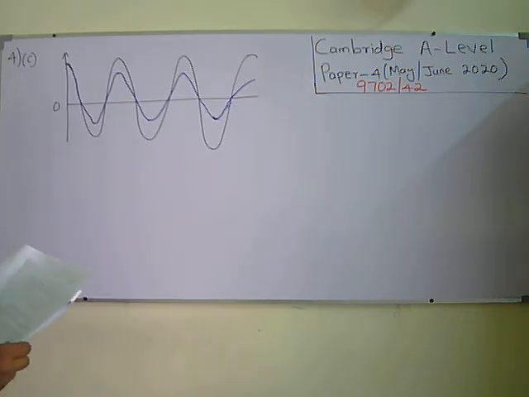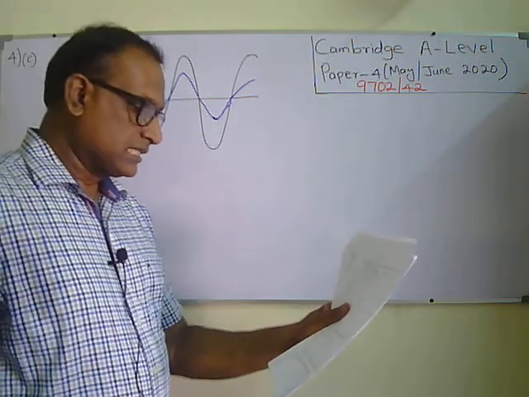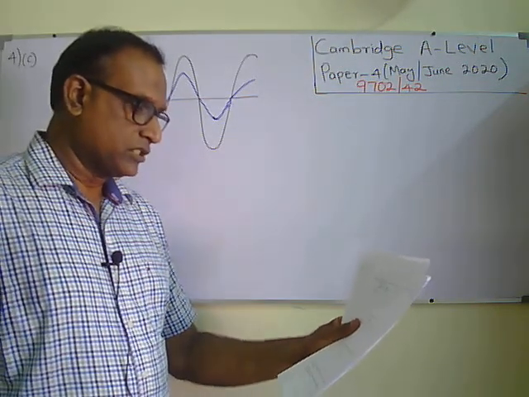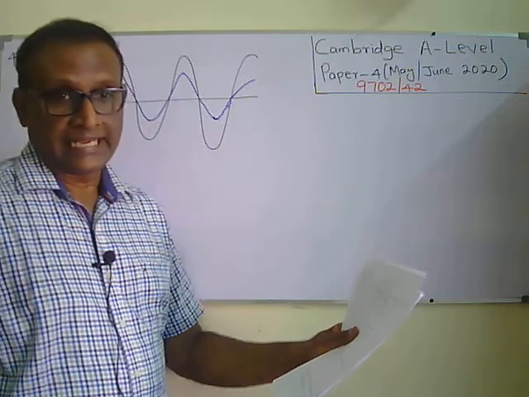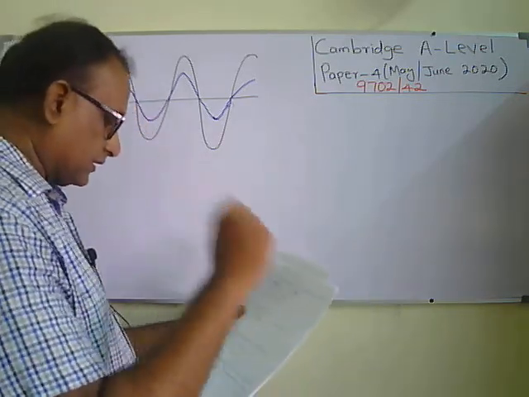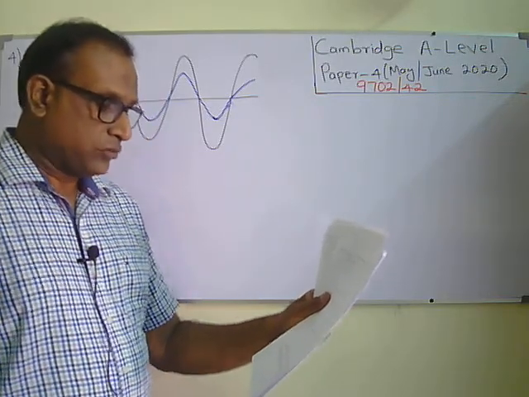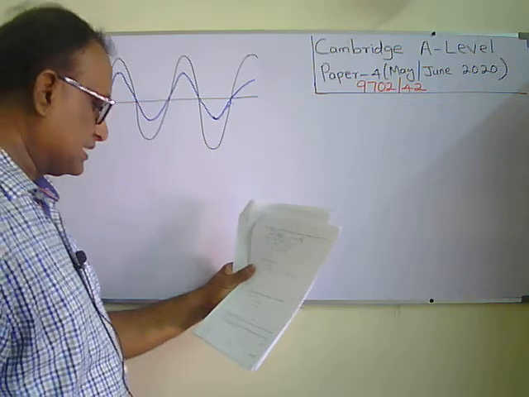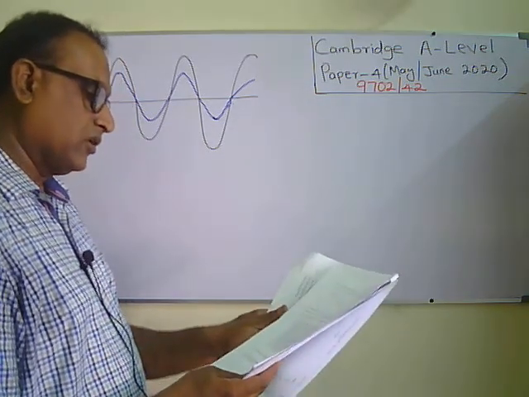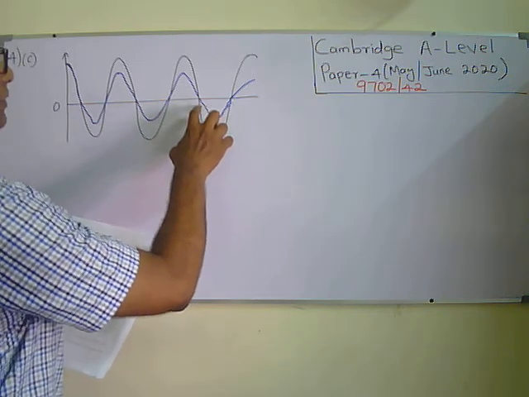Okay, question number 4C part. Some moisture collects on the surface of the dish so that the motion of the ball becomes lightly damped. On the axes in Fig 4.2, they are giving the graph. On the given graph, draw the line to show lightly damped motion of the ball for the first 5 seconds. I did it completely up to the first 5 seconds, so that means up to here.